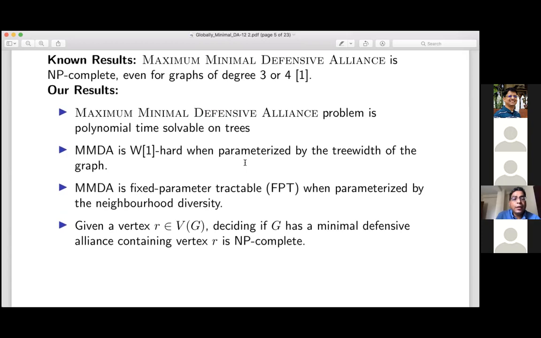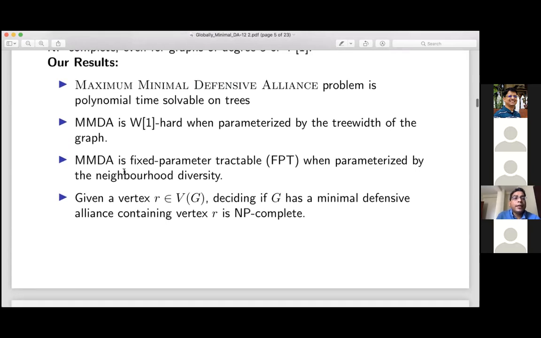And then we also look at the parameterized complexity of this problem. This must be something new, maybe for today. MMDA is W1 hard when parameterized by the tree width of the graph. I'll talk about what is tree width and what is W1 hard, and introduce these terms later on. And we also prove that this problem is fixed parameter tractable when parameterized by the neighborhood diversity. These are structural parameters of the input graph.